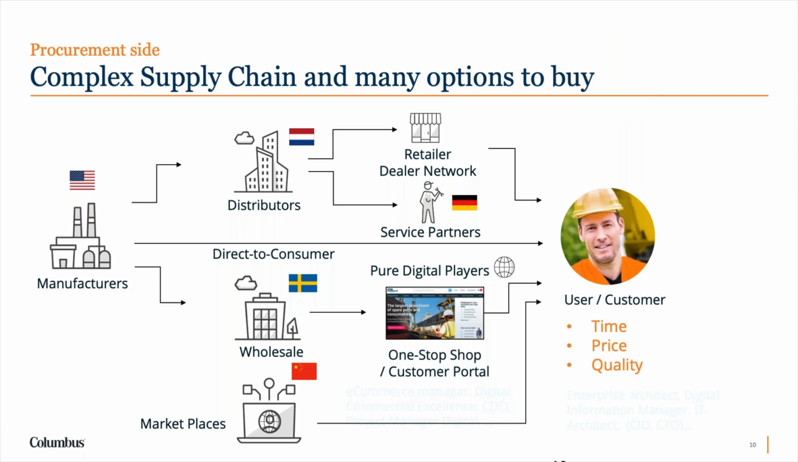So the landscape for the supply chain is very complicated. There are so many different ways that can connect the manufacturer with Bruce Digger. He can purchase parts and services through distributors and then retailers, or service partners that can come and maybe fix the machine and buy the spare parts with them. But then there is still the option to buy the spare part directly from the manufacturer, or go through wholesalers and pure online digital players to get this part, as well as marketplaces.